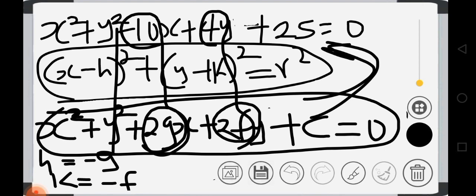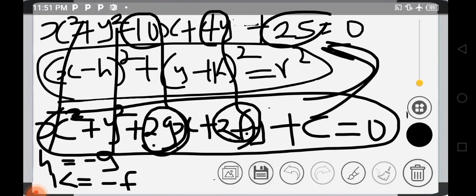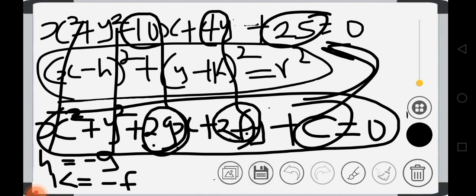Then y is y, x squared is x squared, y squared is y squared. So any coefficient of x is 2g. Any coefficient of y is 2f. Take note of that. It's very, very important. Then the constant is the c here. So from this 2g, 2f now you can get h and k. So if you know h and k, you can go and get c.